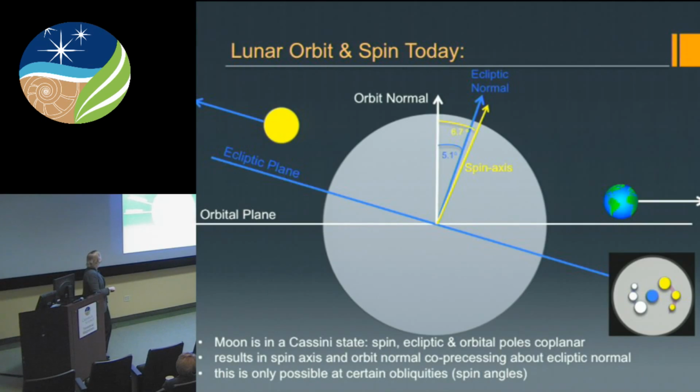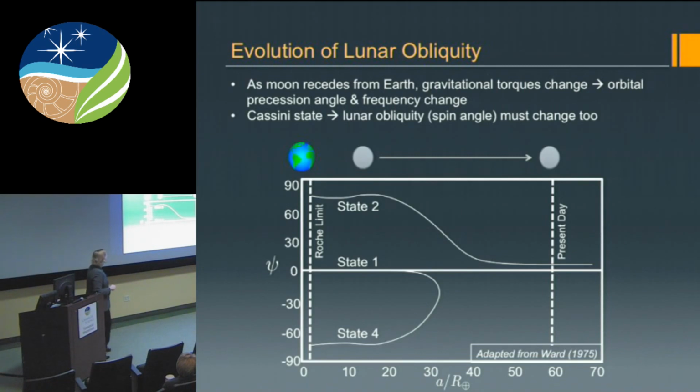Okay? What this means is that the spin axis and the orbit normal co-precess about the ecliptic normal as a function of time. Okay? And this is only possible at certain spin angles. So you can actually figure out what the spin axis of the moon has to be in order for the Cassini state to be valid. Okay? Today, that spin axis about the orbit normal is about 6.5 degrees. All right, but the moon has been moving away from the Earth since its formation. And as that happened, the gravitational torques changed because of distance changes. Okay?